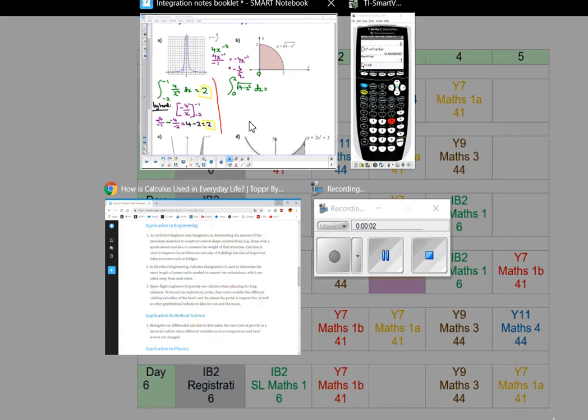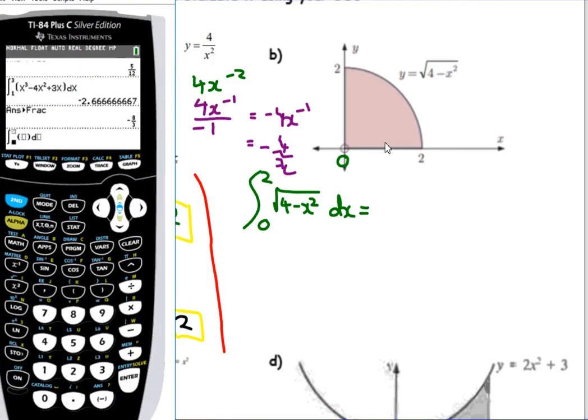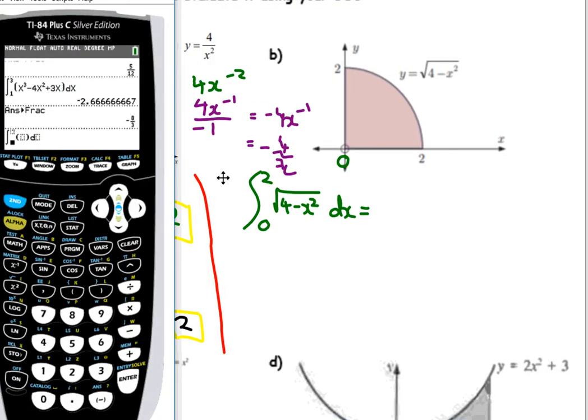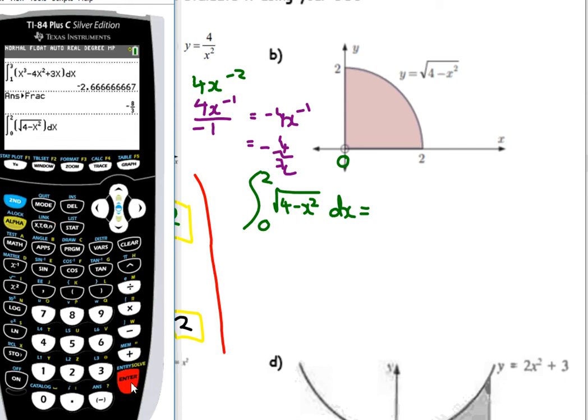So math, I'm just going to do this one. 0 is the lower limit, upper limit is 2. Plug in our function, 4 minus x squared. And then dx, you just go across and type in x. It's annoying that you have to do that all the time sometimes. What do you get? 3.14159.